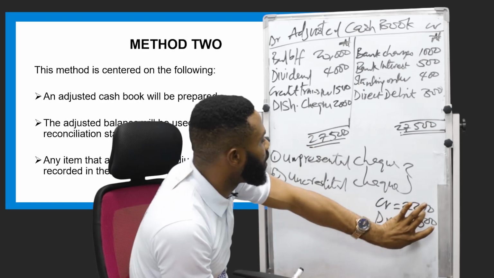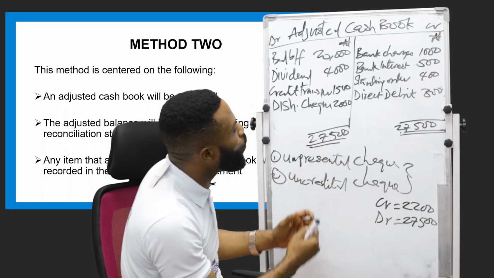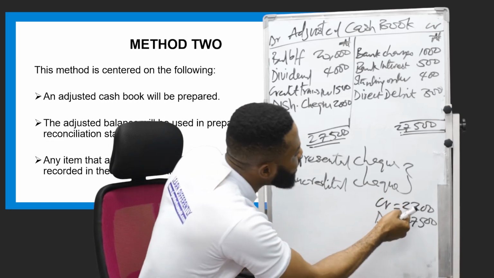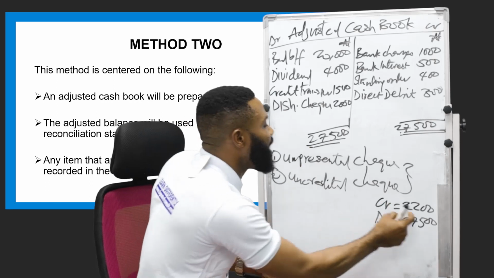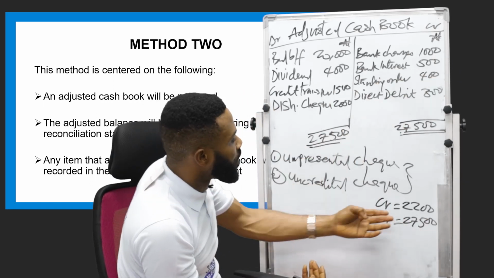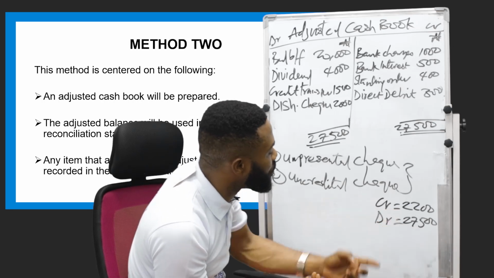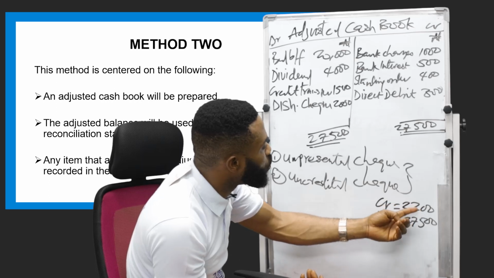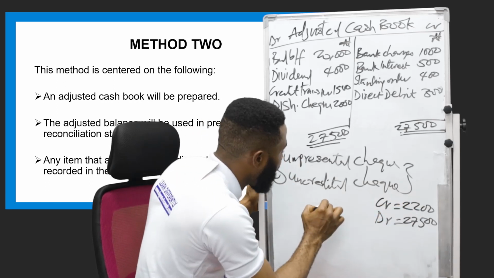We have taken the highest number here, which is 27,500. What you are going to do is subtract the lesser number from the higher number and then take the difference to the lesser side. What am I saying? The higher number there is 27,500. The lesser one is what? 2,200. If you subtract this, let's do the subtraction together.